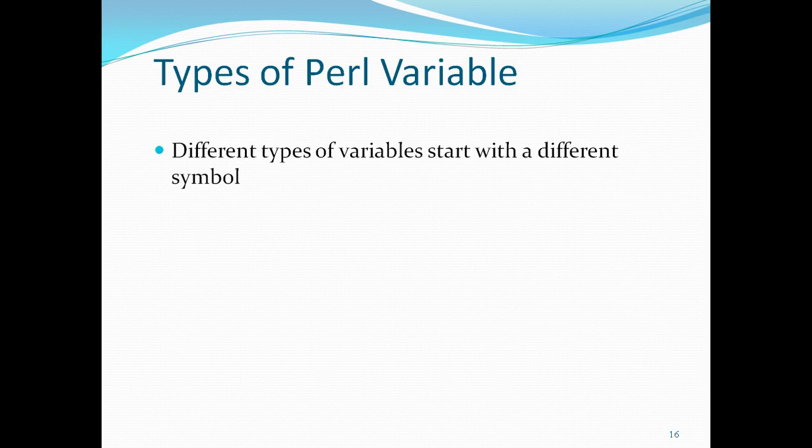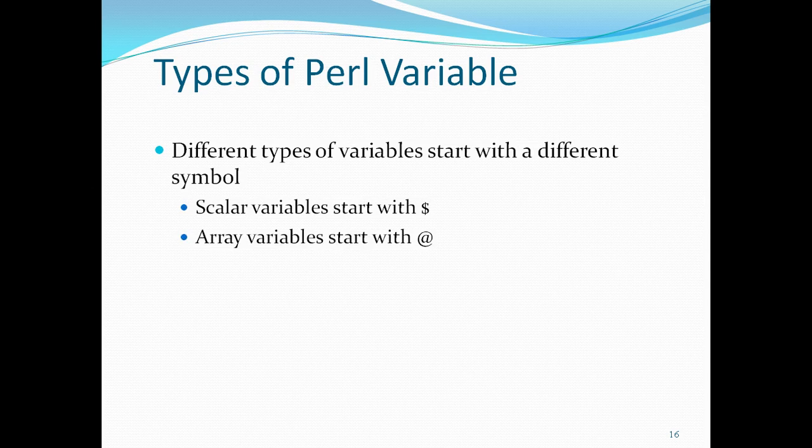Types of Perl variables. There are several types of variables that start with different symbols. Let us see the different kinds of variables we have in Perl. One is a scalar variable that starts with a dollar symbol, another is an array variable that starts with an @, and another is a hash variable that starts with a percentage symbol. These are the three different kinds of variables that we are going to use throughout Perl programming. The scalar variable always starts with a dollar, the array variable starts with the @ symbol, and the hash variable starts with a percentage symbol.